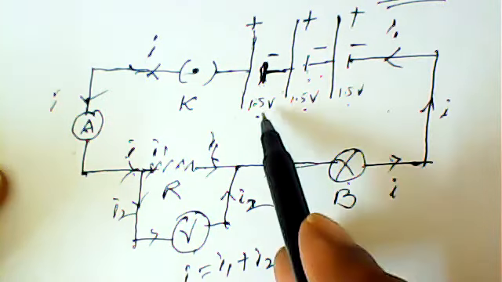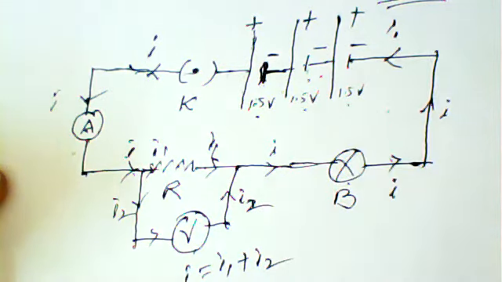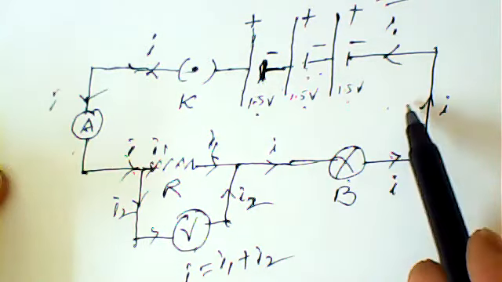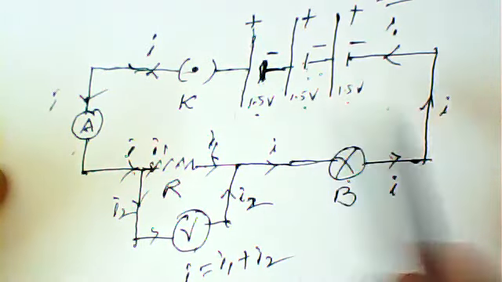So we are generally using this in torchlights or radios, putting the cells together, isn't it? This is the way they are connecting together. In this way only they are connecting.